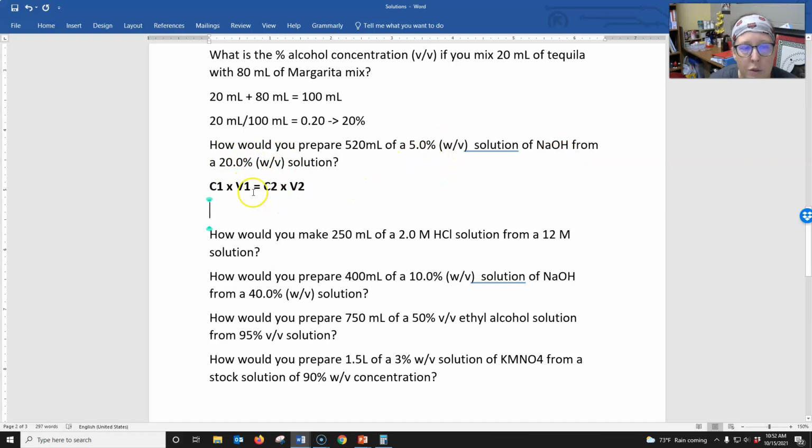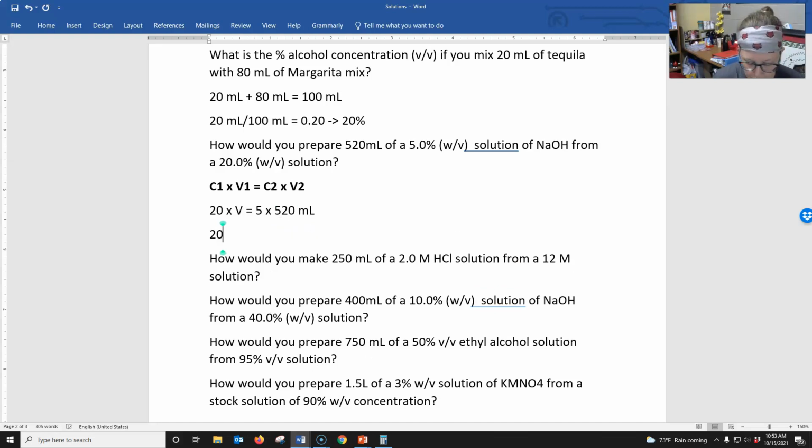Usually C1V1 is your stock solution and C2V2 is your final solution. So our stock solution, the concentration is 20%, so we're just going to put 20. We do not know what V1 is. That's what we're looking for, that volume. And we know what we want to end up with: 5%, so 5, and we want to end up with 520 mils. Okay, so then we solve for V.